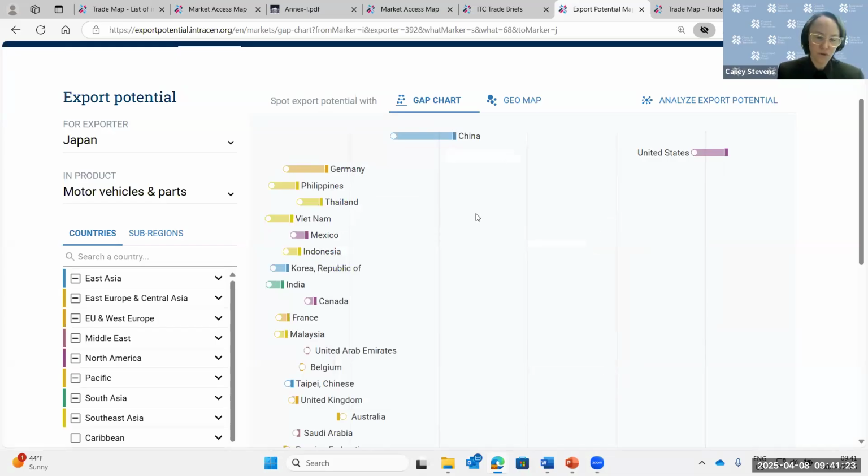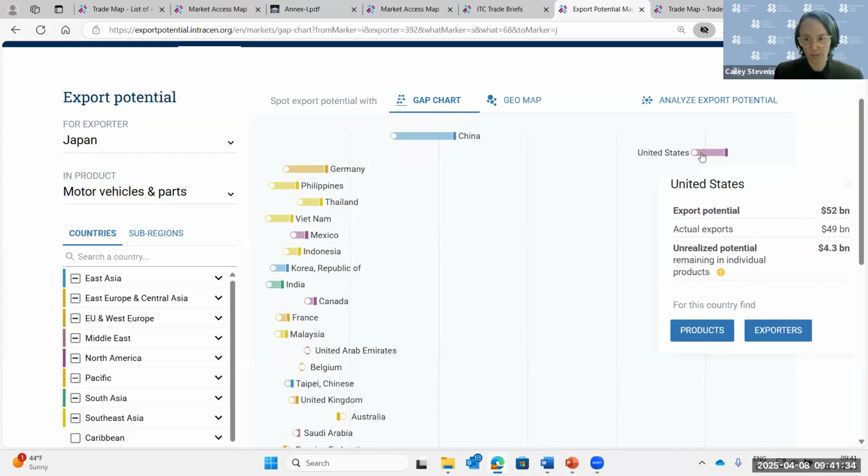And now you may say, you just showed us trade briefs and you're showing us this loss in the US market. Why is it that now we're looking at export potential map and you show me that Japan has export potential in the US market?